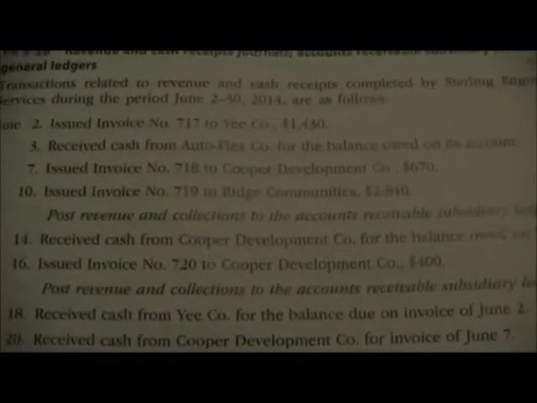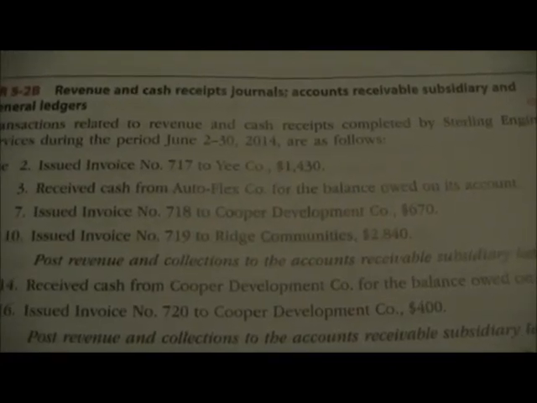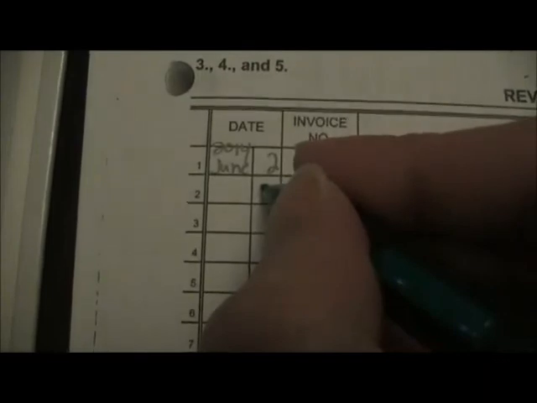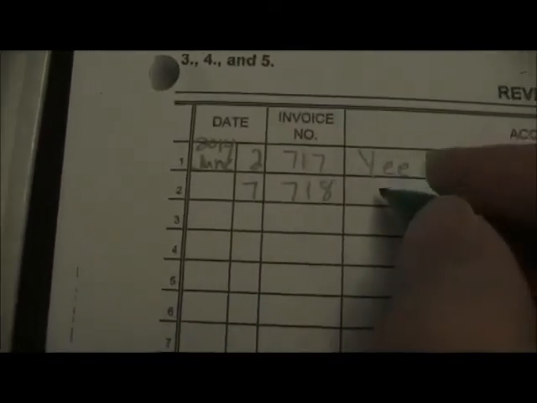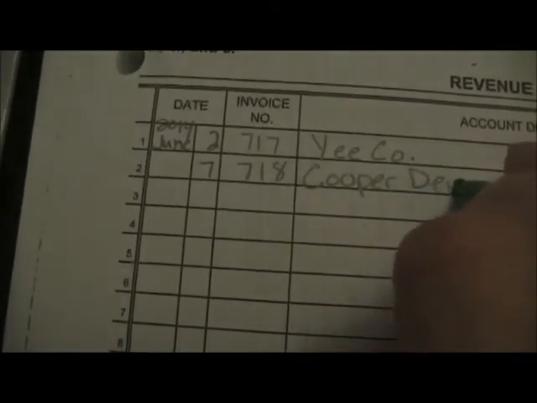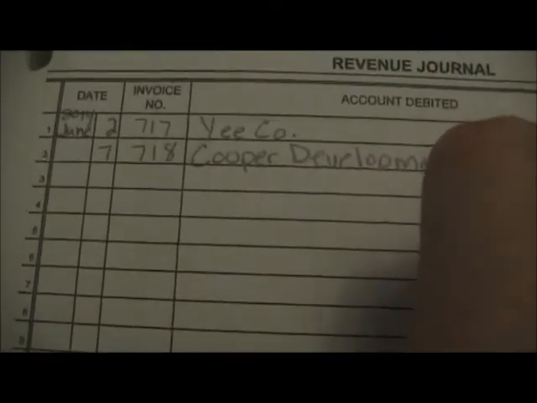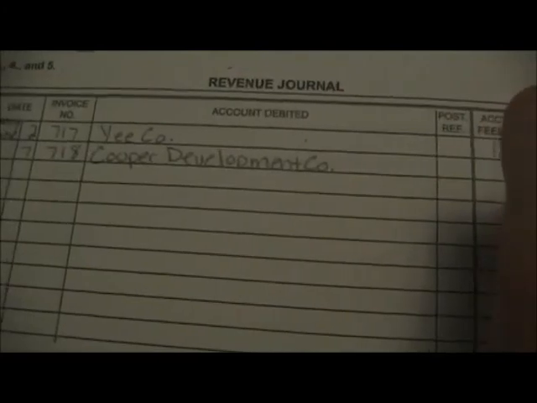The next one, on the 7th, issued invoice 718 to Cooper Development Company, $670. Issued invoice, so we're going to our revenue journal. It is the 7th. This was number 718 to Cooper Development Company for $670.